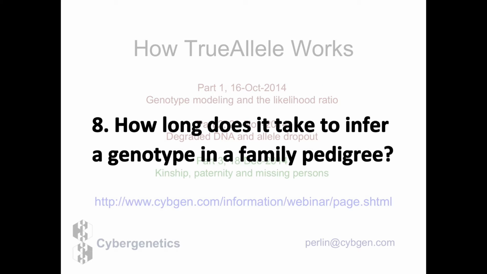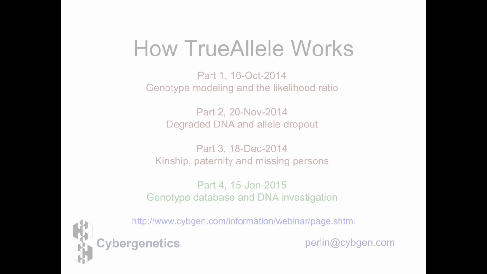The next question is, how long does it take for TrueAllele to infer a genotype in a family pedigree? The answer is that it takes usually under 30 seconds. Now, because the process is part of a larger process, and a lab may have 16 processors, and there's administrative overhead in the system automatically getting a request, processing it, uploading it, the admin overhead may add another minute or two, but the actual time to process a genotype is less than a minute.